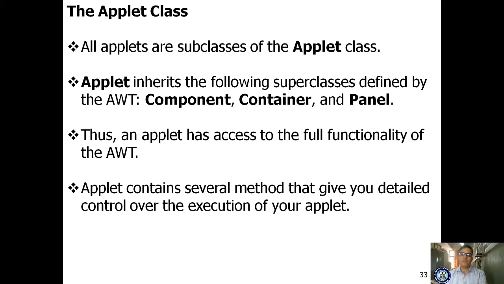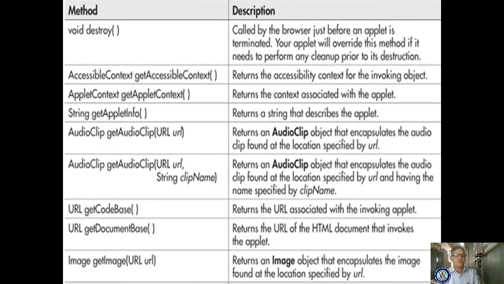Thus, an applet has access to the full functionality of the AWT. Let us see what functionality of AWT is utilized by your applet. Applet contains several methods that give you detailed control over the execution of your applet. As we have seen, there are several methods: init method, start method, stop method, destroy method, update method, paint method, repaint method, showStatus method. All these we have seen, and every method has its own behavior.